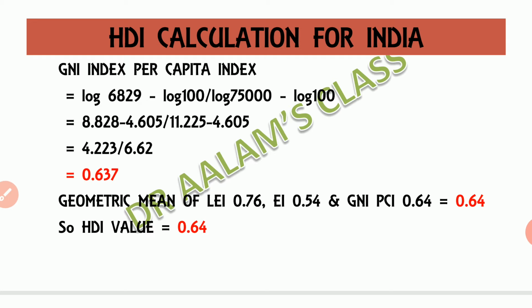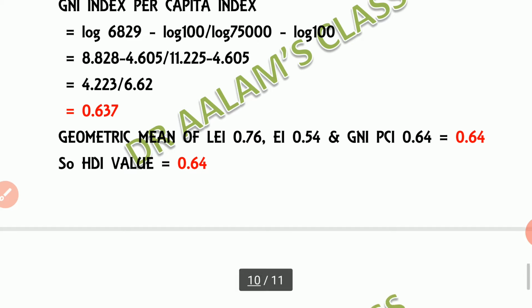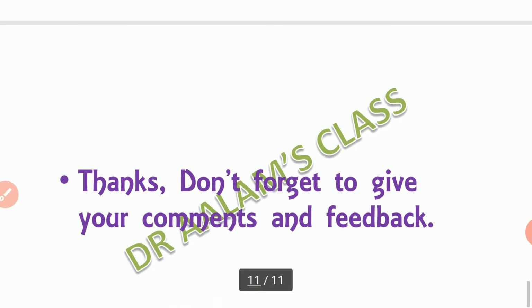So this way you can see the value of HDI for India is calculated as 0.64, which means India lies in the medium human development category of nation. So this is how we calculate HDI.